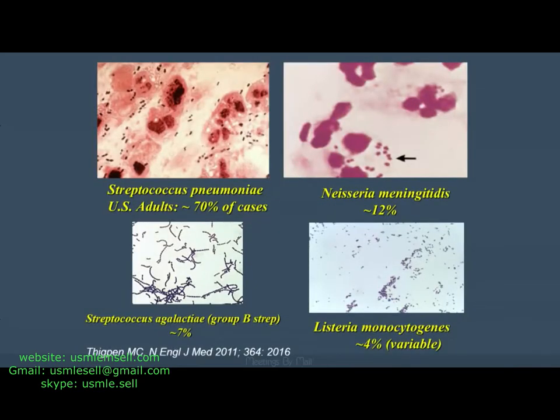So there are still several pathogens which, despite some changes in the epidemiology, are still very common. Strep pneumoniae, in the United States, is still the league leader, so you're around 70% of the cases. Neisseria meningitidis, depending on the age, is roughly 12% if you look at all comers. And then Listeria monocytogenes is about 4%, and it's variable. And we'll come back and spend a little time on this one. And then Strep agalactiae, group B strep, is a few percent.